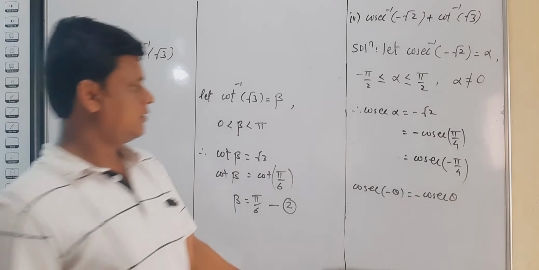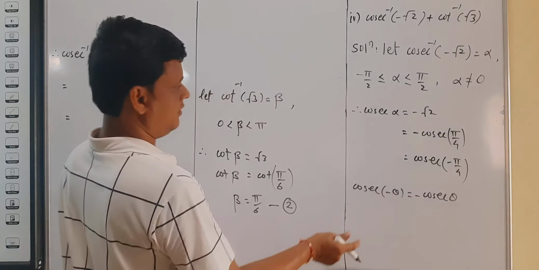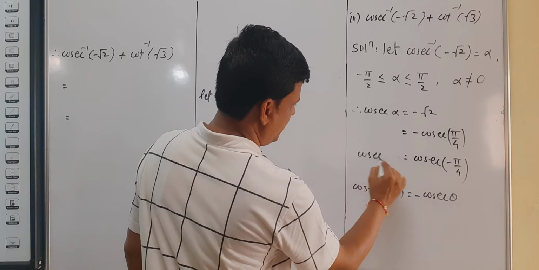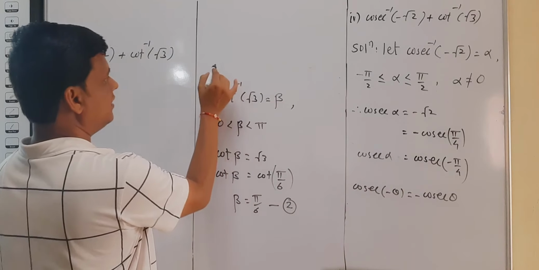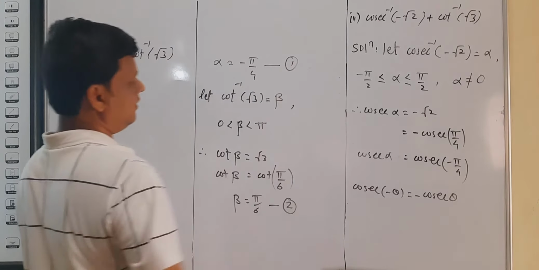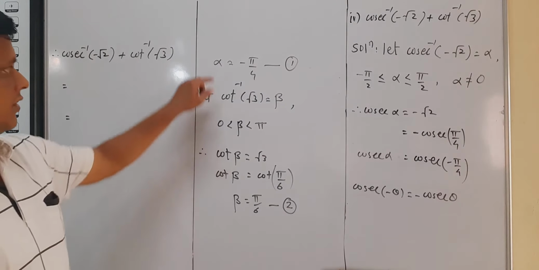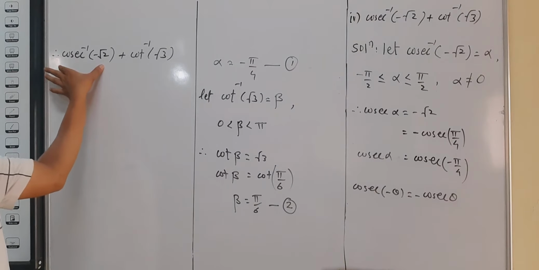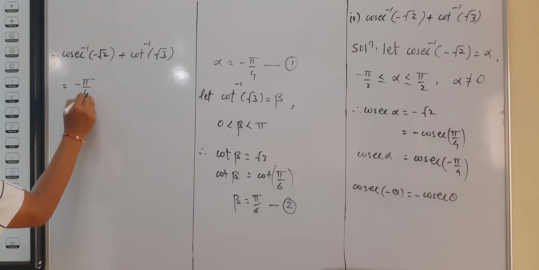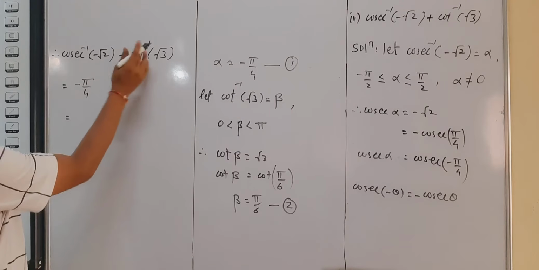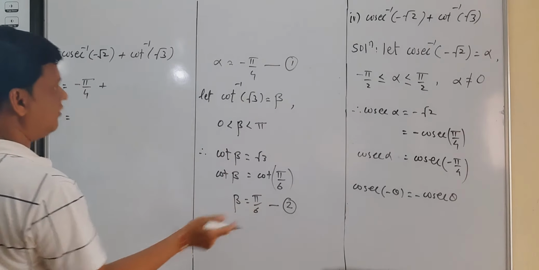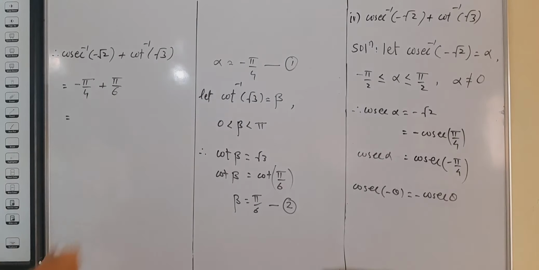Now substitute here, we denote this value. This is cosec alpha. So from this we write alpha is equal to minus pi by 4. We denote this as equation number 1. So substitute the value of cosec inverse of minus root 2, that is alpha, which we calculated as minus pi by 4. And the second value, cot inverse of root 3, which we consider beta, its value is pi by 6. So replace it by pi by 6.